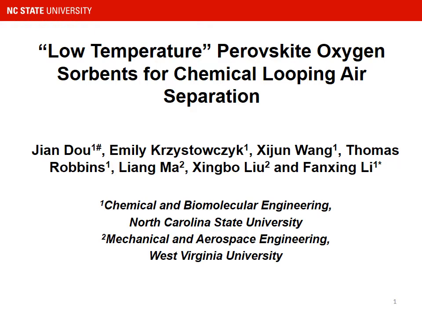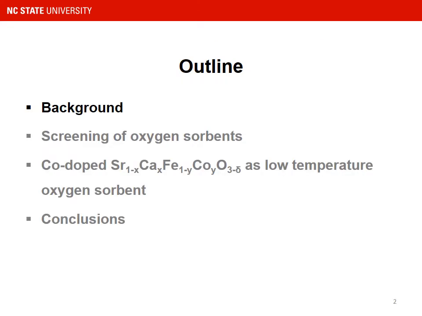Today, I will discuss our recent work on chemical looping ion separation using perovskite as oxygen sorbents. Throughout this talk, firstly, I will give a brief introduction on why we are working on chemical looping ion separation. Next, I will talk about how we select suitable oxygen sorbents to separate oxygen from air. Next, I will use perovskite as an example to demonstrate how we design low temperature oxygen sorbents. Finally, I'll give my conclusions.